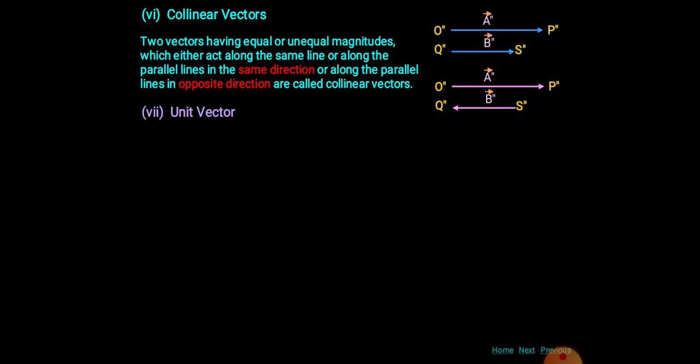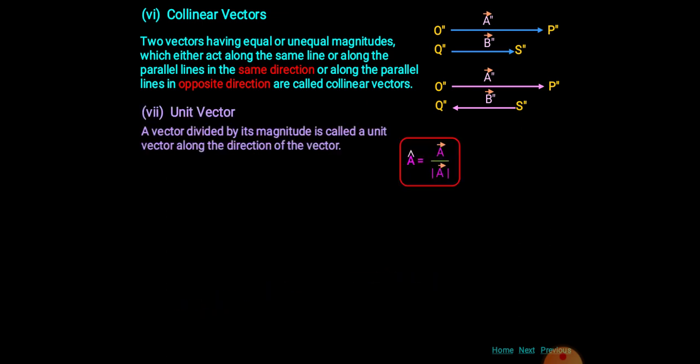Now let us try to understand the unit vector. The unit vector is a vector of unit magnitude. Unit means what? One, magnitude pointing in a particular direction. The vector whose magnitude is 1 is also called a unit vector. A vector divided by its magnitude is called a unit vector along the direction of the vector. The simple definition I have told you: a unit vector is a vector whose magnitude is 1, whose magnitude is a unit.